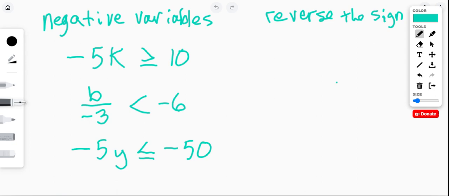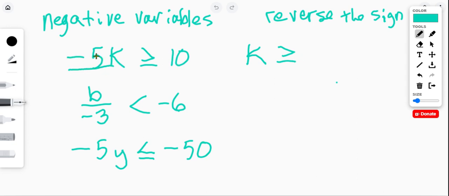The second situation where you're going to reverse the sign is if you are multiplying or dividing by a negative variable. So this is a negative 5k. This is a negative 3 for the b, which is being divided, and then we have a negative 5y. So we're always going to start with the variable, and then the sign, and then the solve.